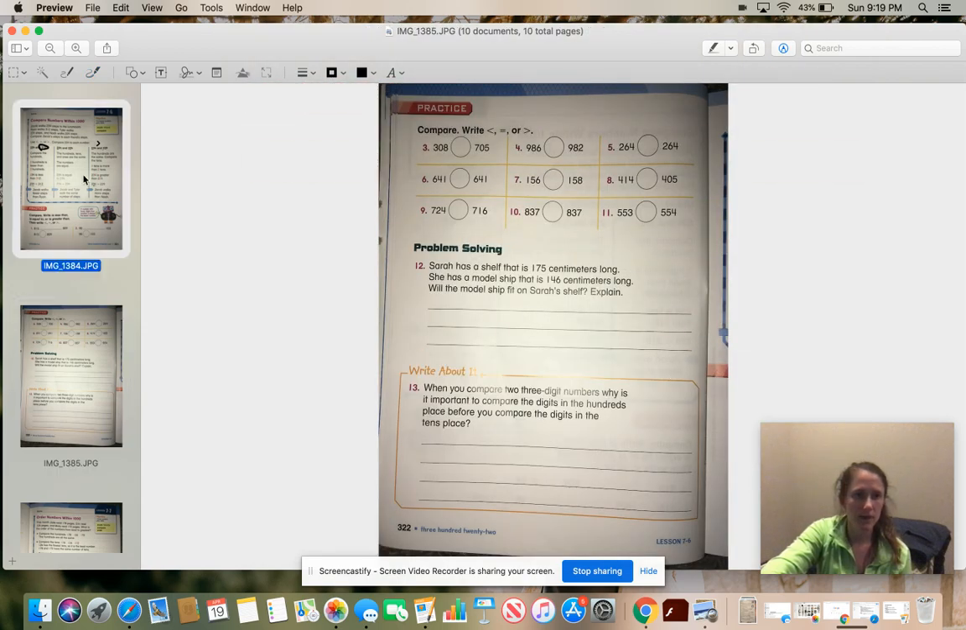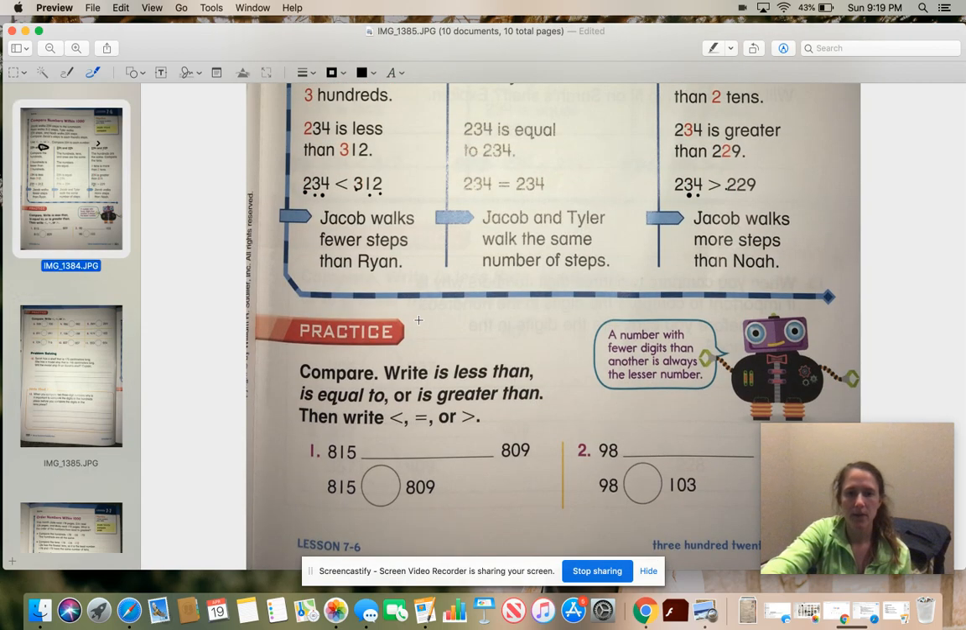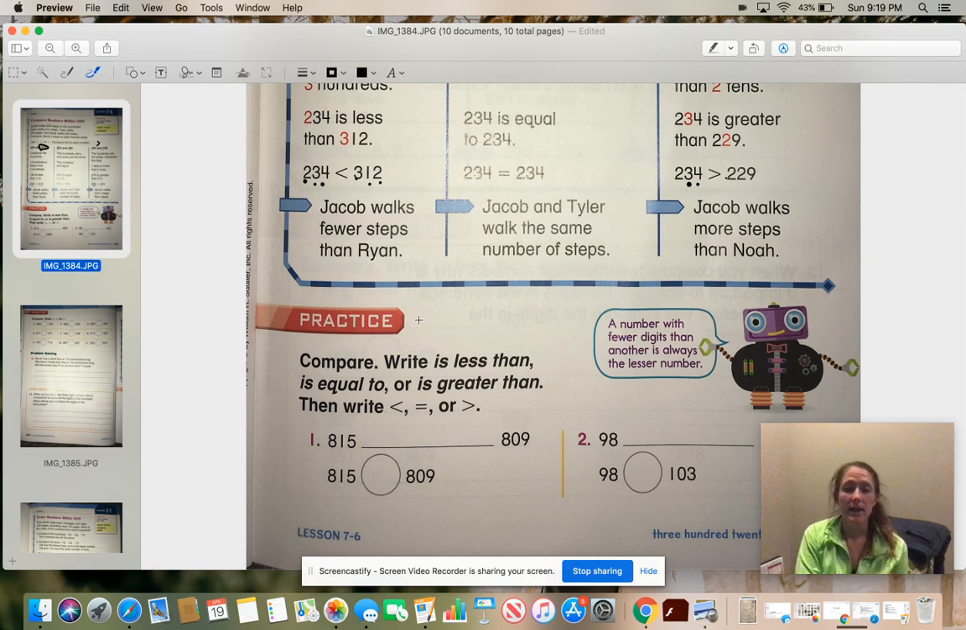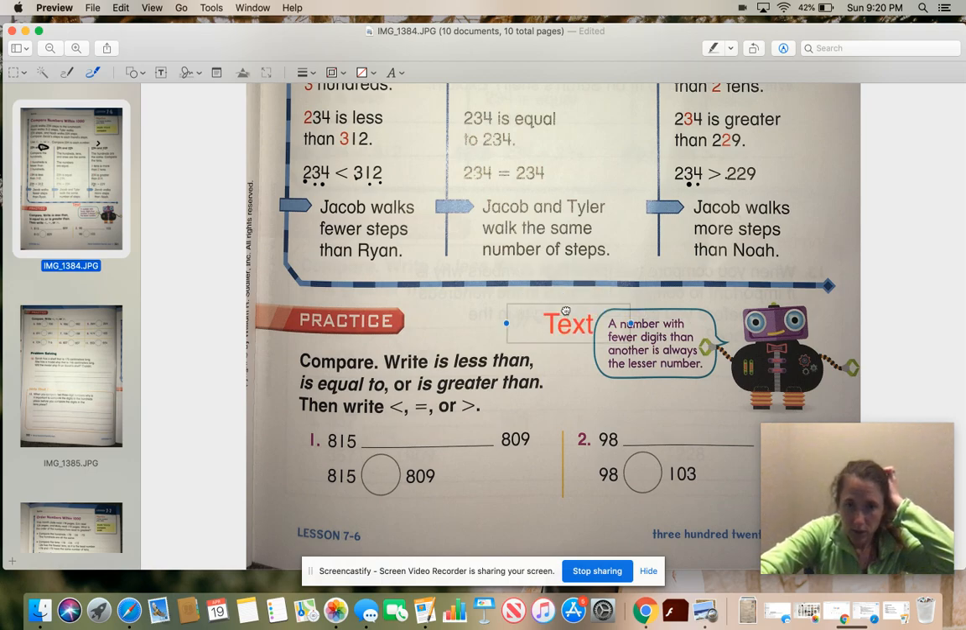Oh, oops. Let me pop that worksheet back up. Compare by writing is less than, is equal to, or is greater than, and then write the sign. So boys and girls, we don't only write the sign, we have to write the words too. So keep that in mind. Let me get my text box ready, and I will put it down here in the blank.